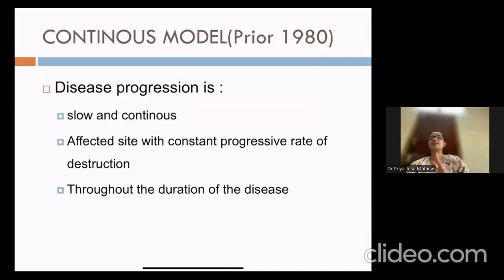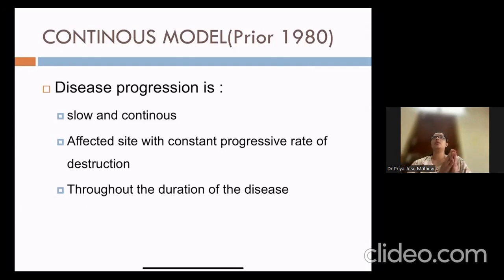Now, the first one is the continuous model. This model was formed prior to 1980. It is considered, from the historical point of view, the first one we understood. According to this, periodontal disease activity is a slow and continuous process, that is, the affected site has a constant progressive rate of destruction.